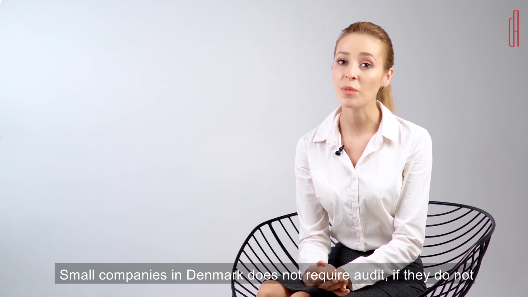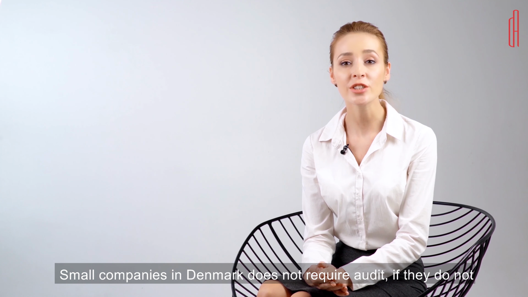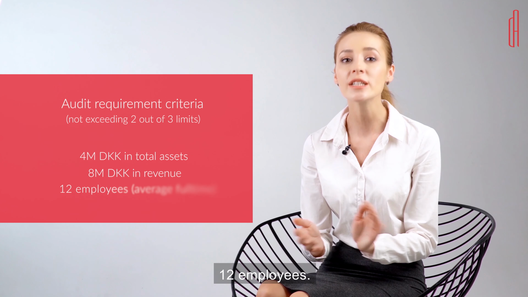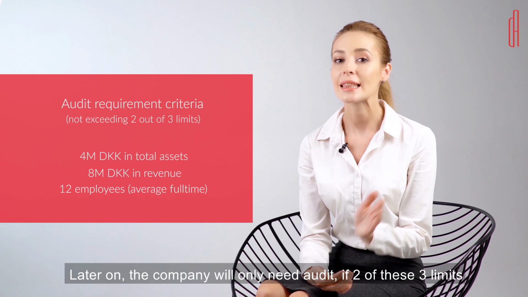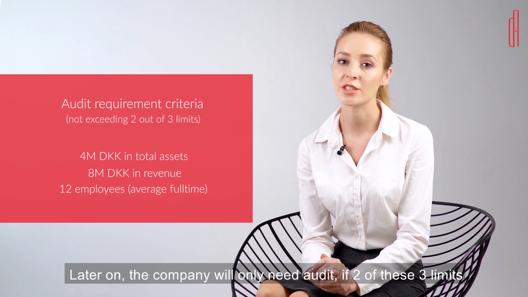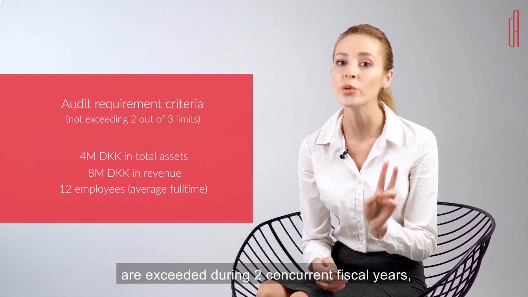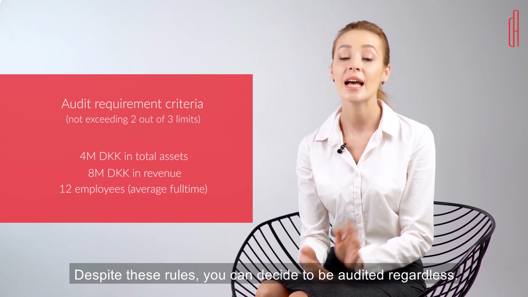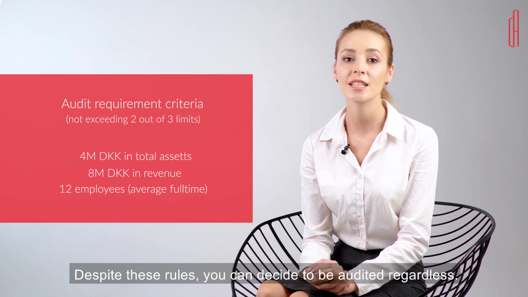Small companies in Denmark do not require audit if they do not exceed 2 out of these 3 limits during the fiscal year: 4 million Danish crowns in total assets, or 8 million Danish crowns in revenue, or 12 employees. Later on, the company will only need audit if 2 out of these 3 limits are exceeded during 2 concurrent fiscal years. Despite these rules, you can decide to be audited regardless.